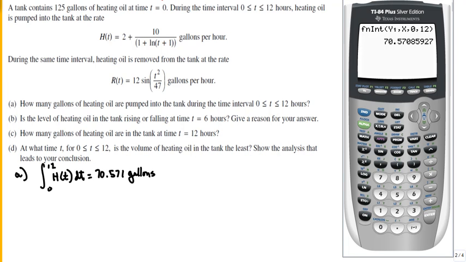Next question we're asked is, is the level of heating oil in the tank rising or falling at time t equals 6 hours? Well, the level is going to be determined by how much comes in versus how much goes out. How much we start with plus how much comes in minus how much goes out, or has come in and gone out up to a certain point in time.